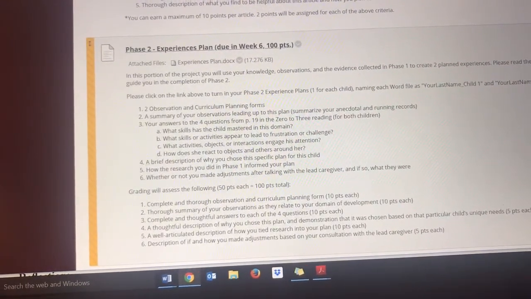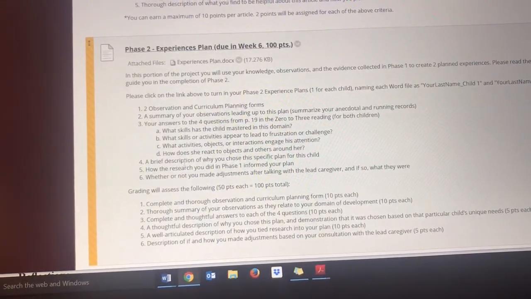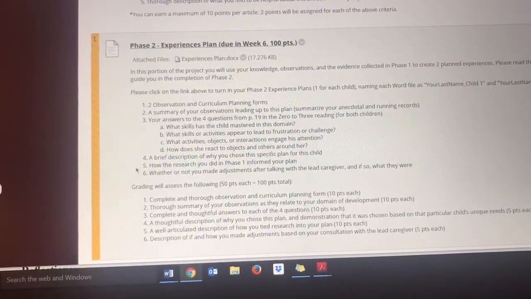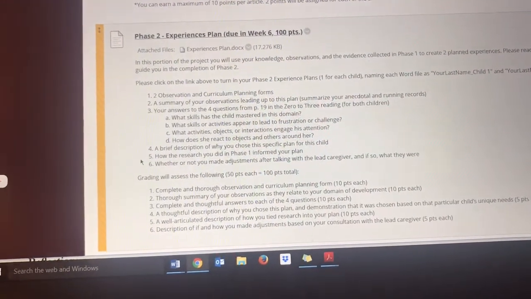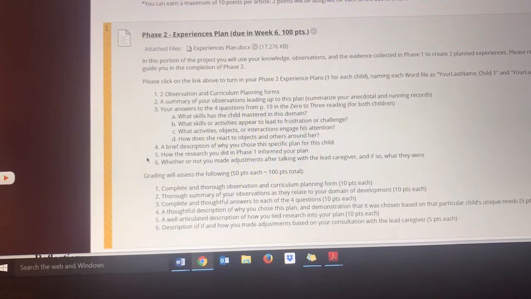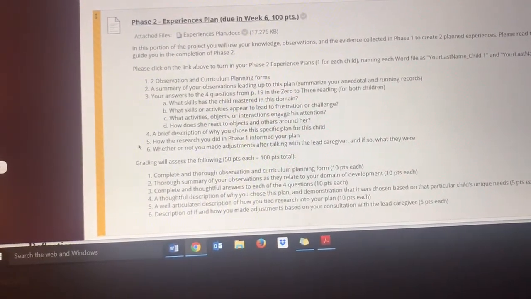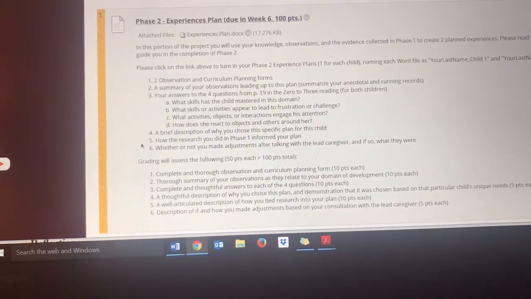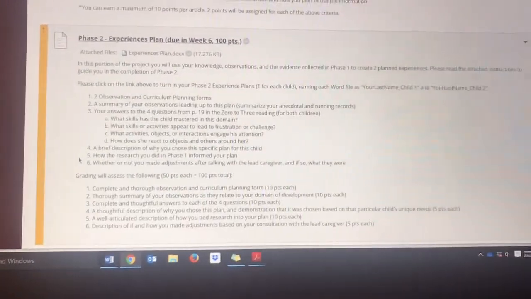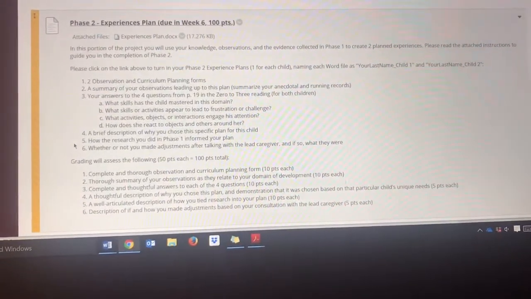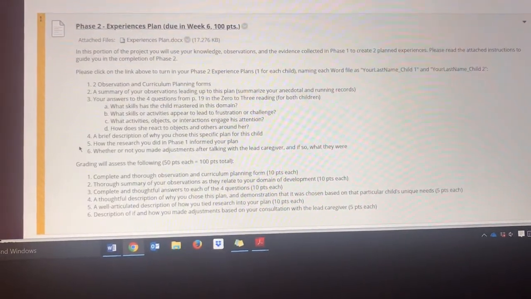Then 4 is a brief description of why you chose a specific plan for your child. How the research, so you did all that research. You have your 8 articles from phase 1. So how is that informing your practice? And then did you have to make any adjustments? Because you're going to go and talk to one of the teachers or caregivers at your placement and get some feedback. And then did you need to do any changes?